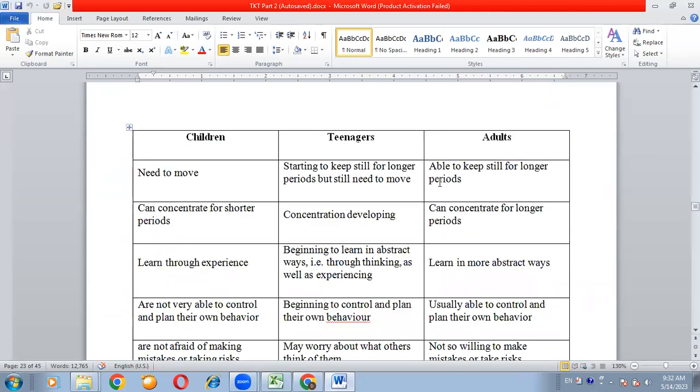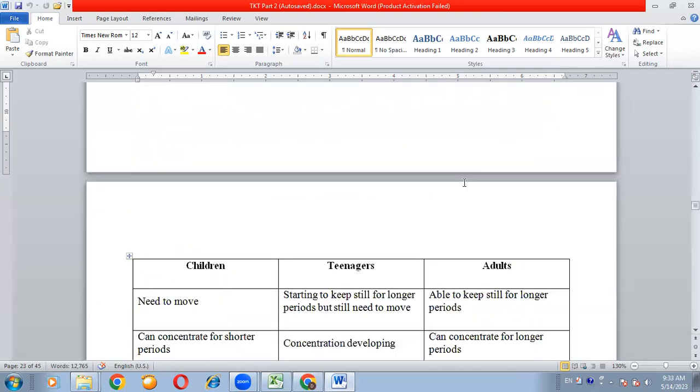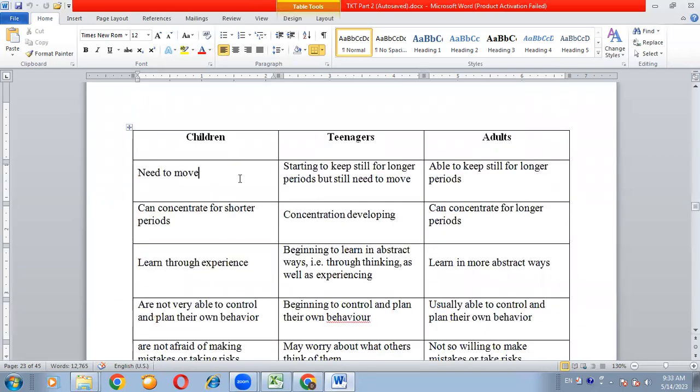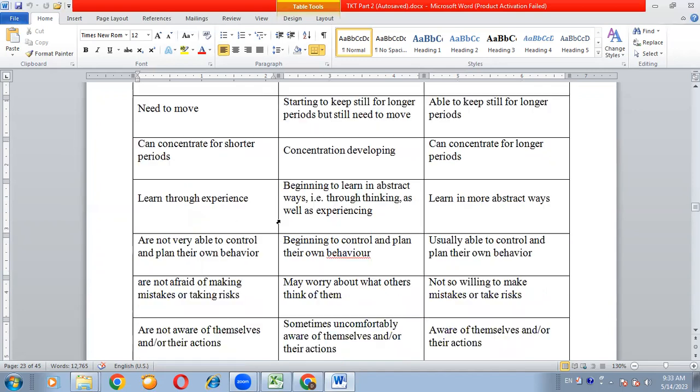The children, teenagers, adults learn with different maturity. Children need to move. Teenagers are starting to keep still for longer periods. Adults are able to keep still for a long period. Children can concentrate for shorter periods. Concentration is developing in teenagers. Adults can concentrate for a long period. Adults learn through experience. මෙයාලා ගොඩක් experience එකෙන් තමයි ඉගෙන ගන්නේ. ඒ නිසා අපි හැමවෙලේම what should we do? Physical activities පුළුවන් තරම් කරන්න.